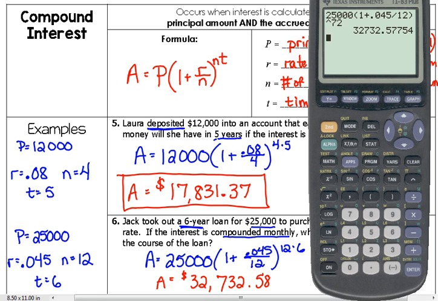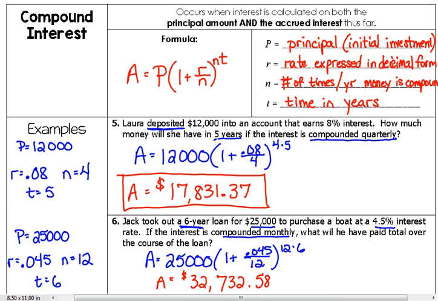Did you get $32,732.58? Okay, awesome. So that's not a terrible interest rate. 4.5% interest is not awful. You can get a little bit lower, but that's really not that bad. But for a 6-year loan for $25,000, he ends up paying almost $33,000. So almost $8,000 in interest.